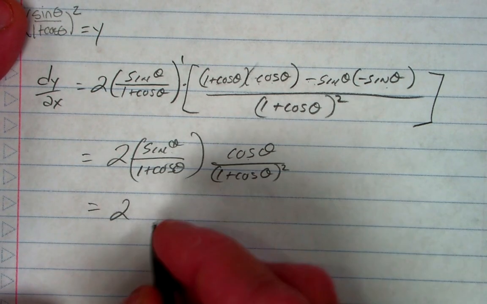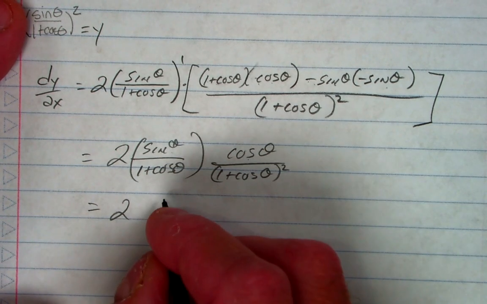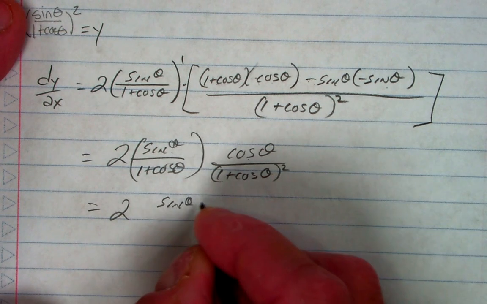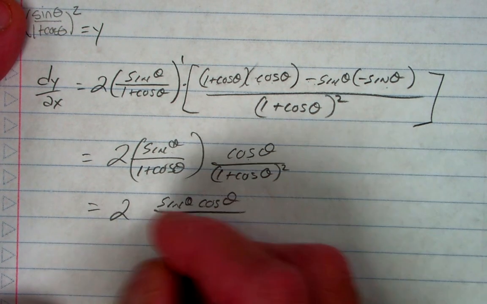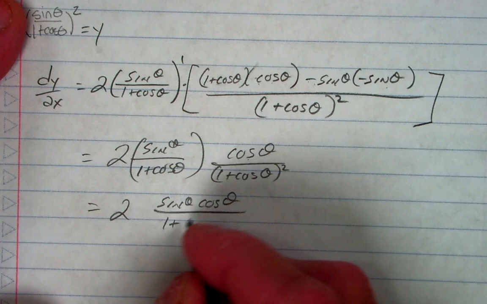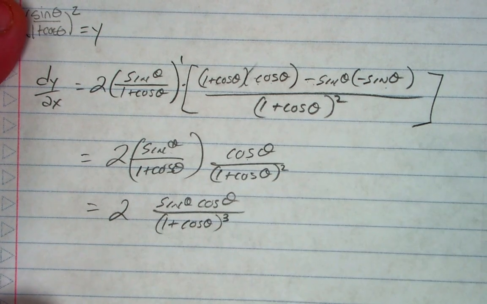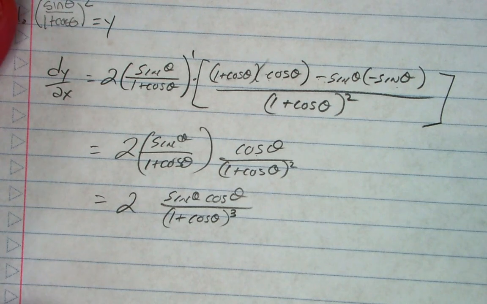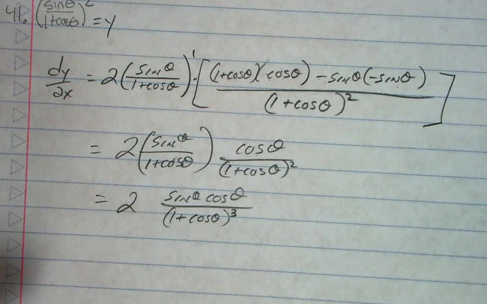Did they do this? The answer was like 2 sine. Yeah, and then I think they crossed out a cosine. Because it was like 2 sine. It's 2 sine over 1 plus cosine squared. Yeah. 2 sine over what? 1 plus cosine squared.